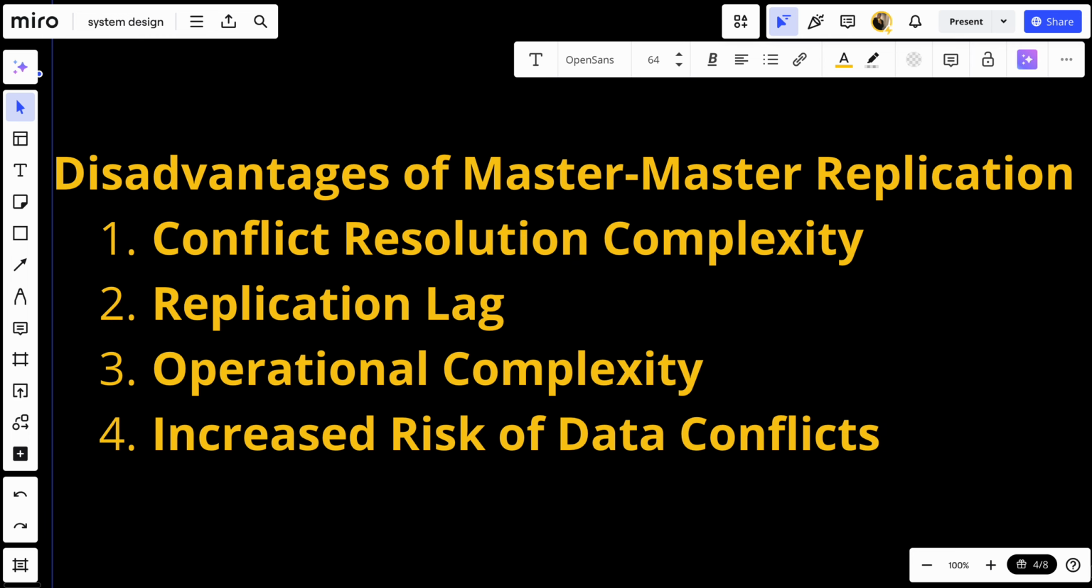And lastly, we have cost, because maintaining multiple master nodes with full copies of the data and replication processes can increase infrastructure costs, especially in larger scale or geographically distributed environments.